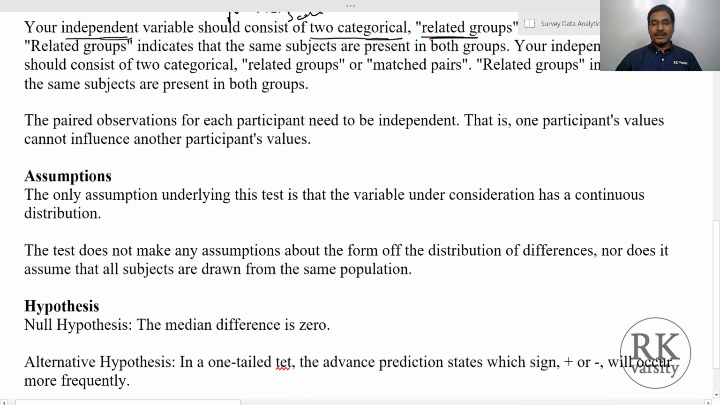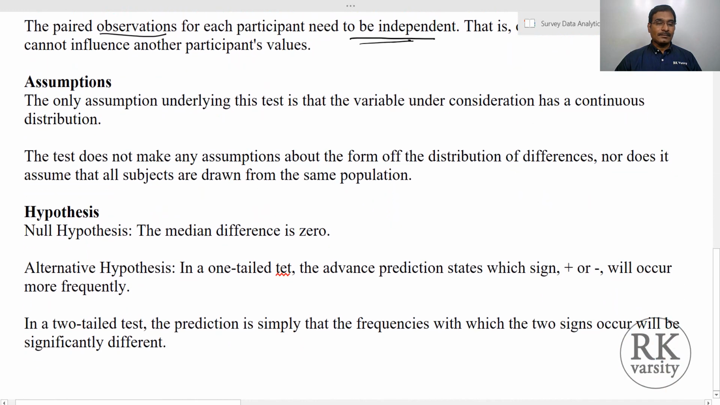The paired observations for each participant should be independent. This is very important, because the observation from one point of time to another point of time should not get influenced, and the opinion expressed by one individual should not influence the opinion of another. So they need to be independent. Now the assumption that we make here is that the data should come from a continuous distribution. This is the only assumption for your sign test.